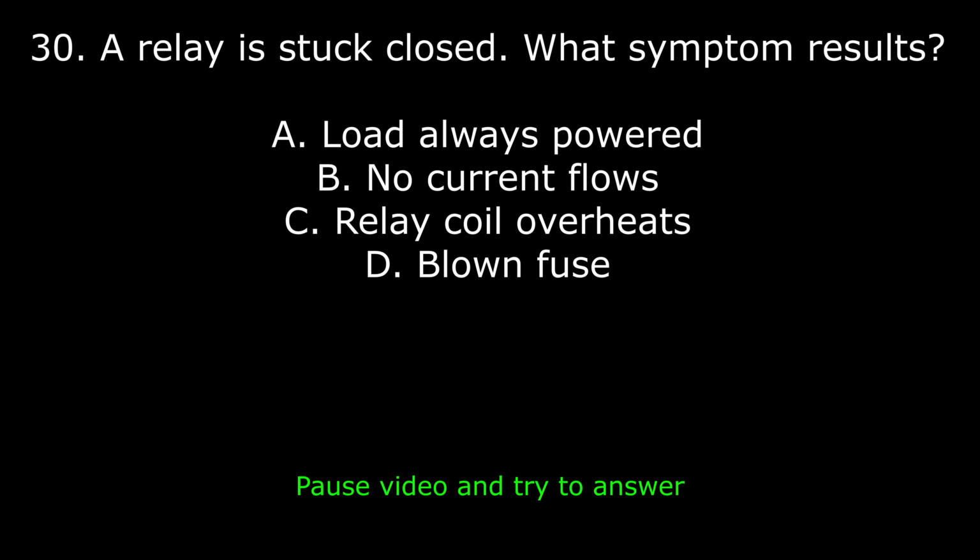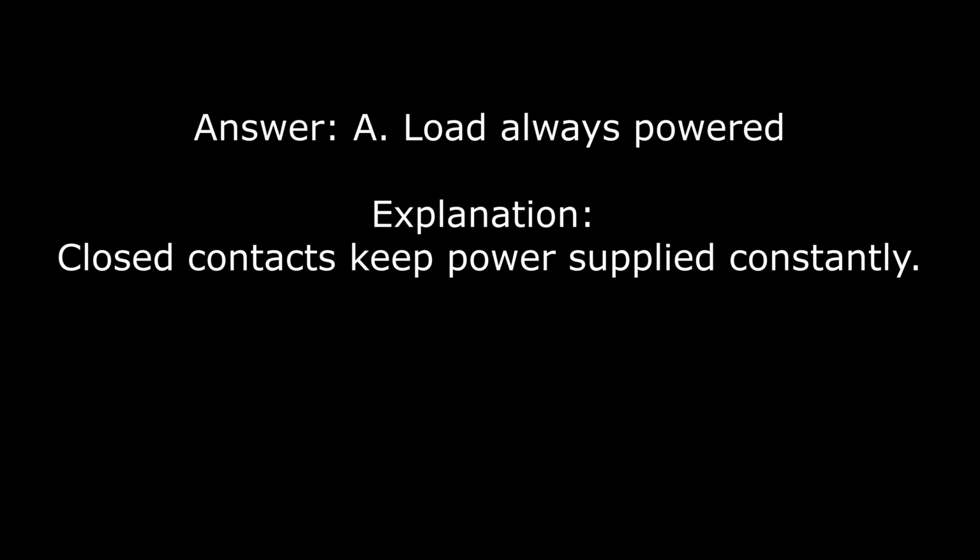30. A relay is stuck closed. What symptom results? A. Load always powered, B. No current flows, C. Relay coil overheats, D. Blown fuse. Answer: A. Load always powered. Explanation: closed contacts keep power supplied constantly.